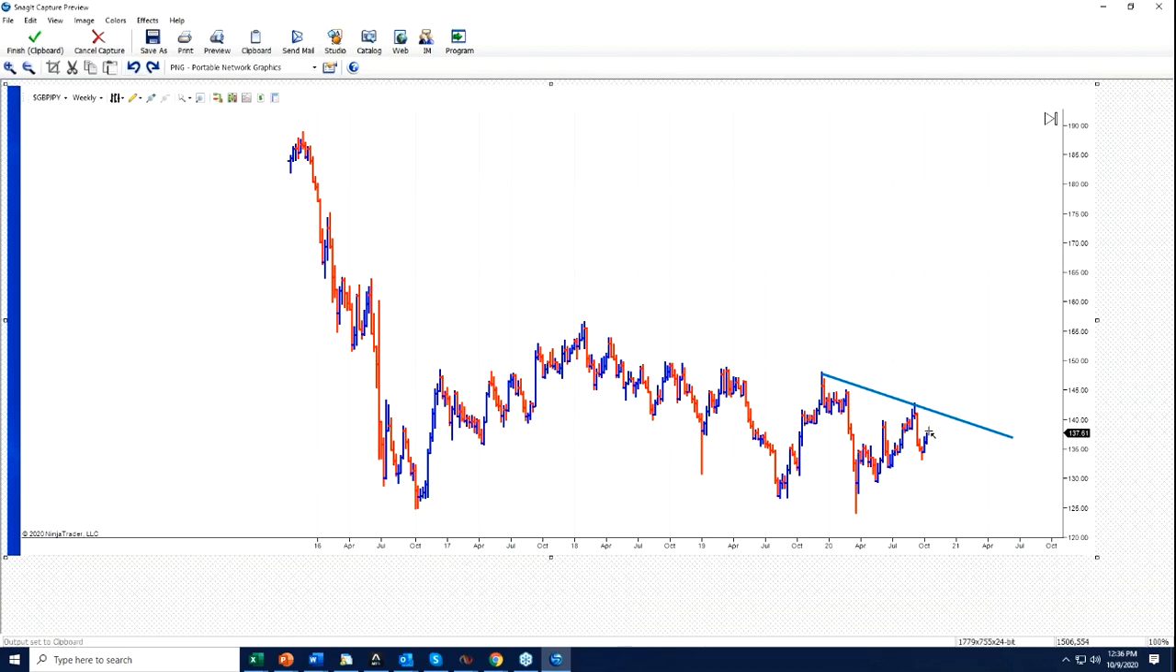And I think we kind of get somewhere in this area, if not higher. So that's why I'm really keeping an eye on these yen trades, because we are at an inflection point. Euro yen is really close to this pivot point.